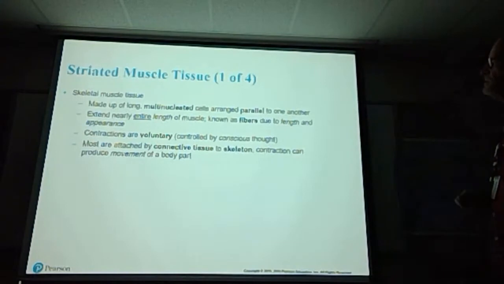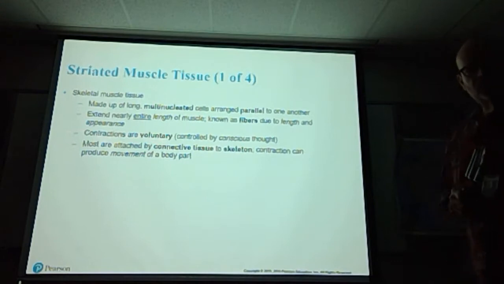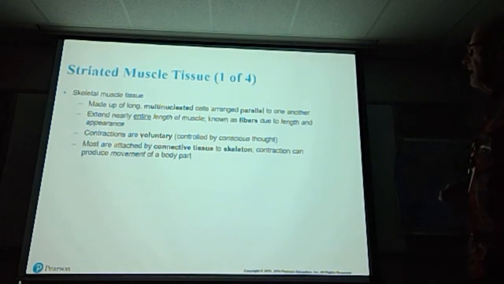Skeletal muscle tissue is made up of long, multinucleated cells. They are arranged parallel to one another. They extend the entire length of the muscle. They're known as fibers due to their length and appearance. So each muscle fiber is actually an individual cell. Contractions of skeletal muscle are voluntary. We control those. We can control whether we pick something up or set something down. Most are attached by connective tissue to the skeleton, ergo the name skeletal muscle.